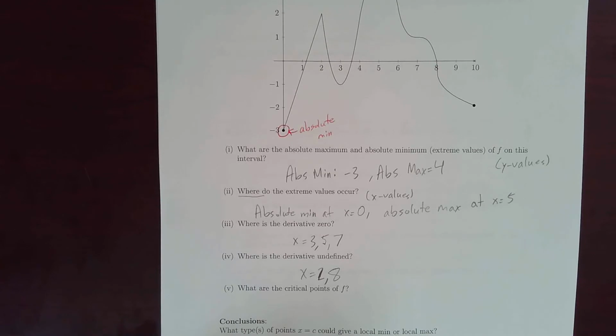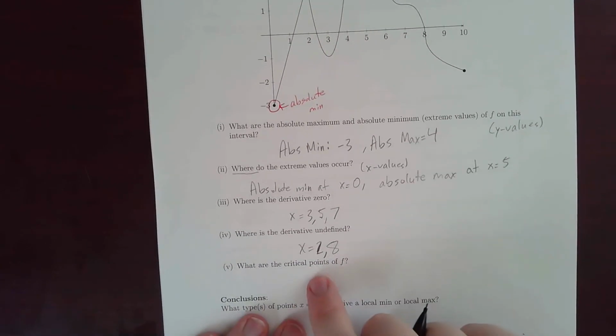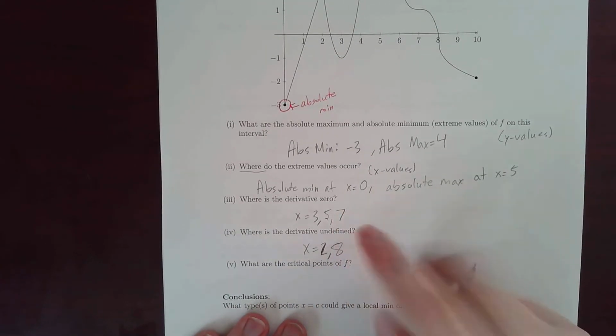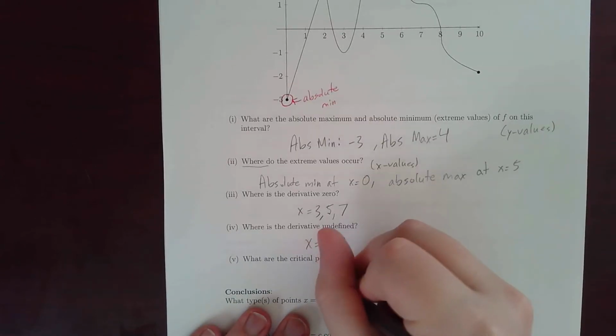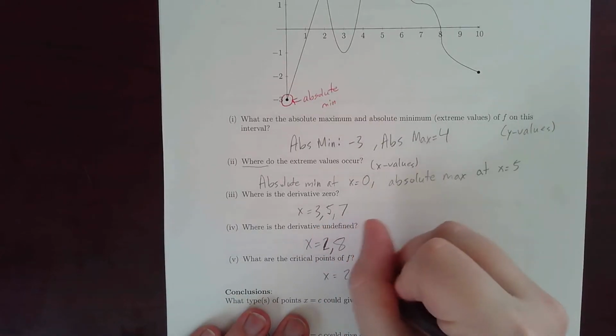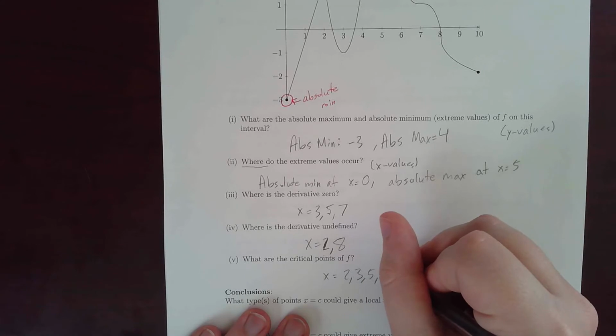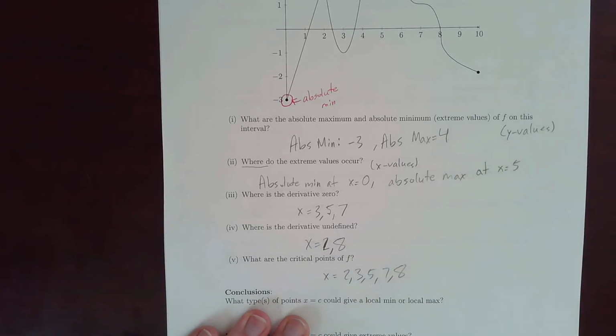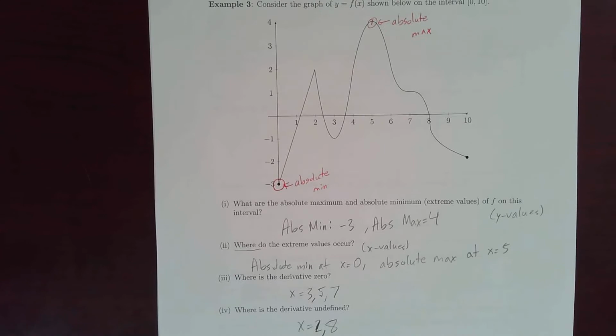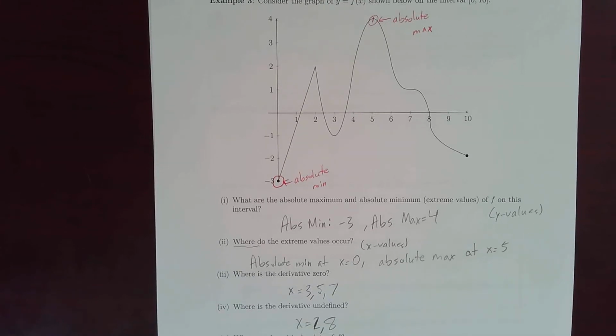So then our critical points, remember, are any places where the derivative is 0 or undefined. So these will be x equals 2, 3, 5, 7, and 8. Now something worth noting is that except for when x equals 8, most of the rest of these places are where we have local mins and maxes.